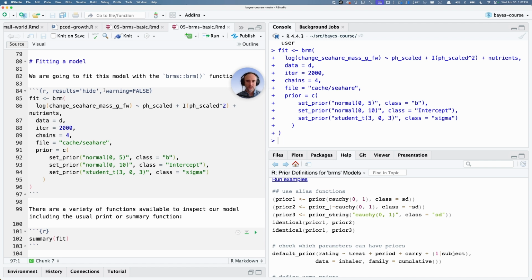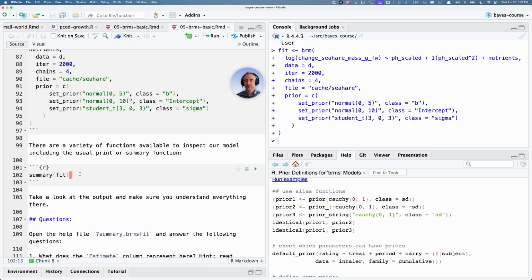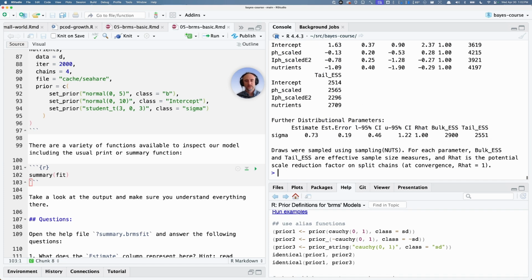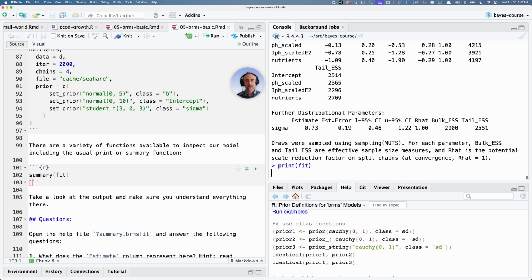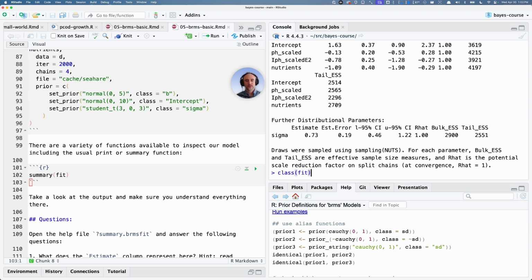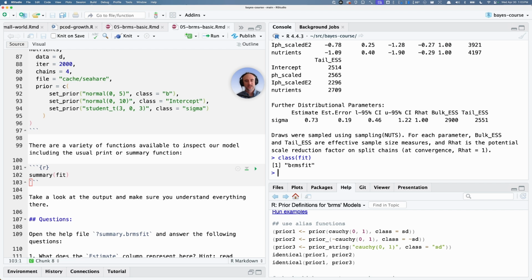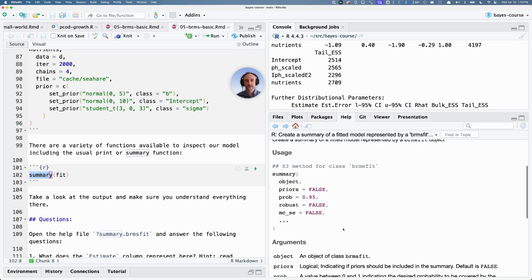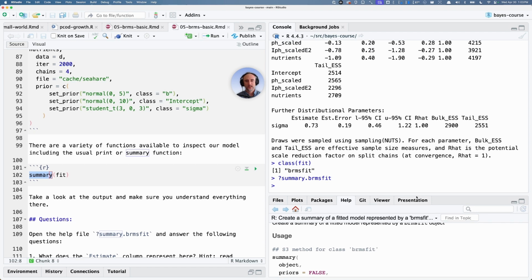If I fit that, if you're fitting that yourself, you're going to have to wait probably 30 seconds or so for it to compile, and then you'll have to wait a second or two while it fits. But I already have it cached on my computer. If I run summary on my fit, that's the same thing as just typing the model object or running print fit. The object out of BRM is of S3 class brmsfit. So that means when I call summary on that object, it's actually calling summary.brmsfit. So if I wanted to get help on that function, I would have to type that, and then I can read the help function. So let's take a look at the output and make sure we understand everything that's there.